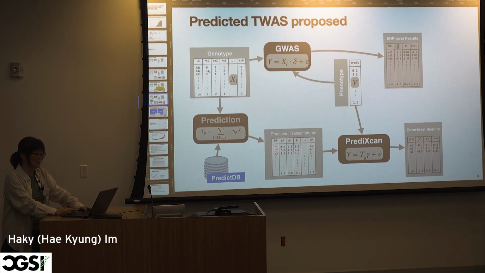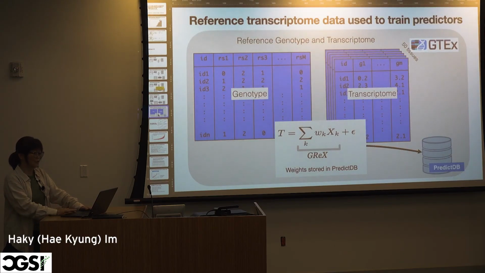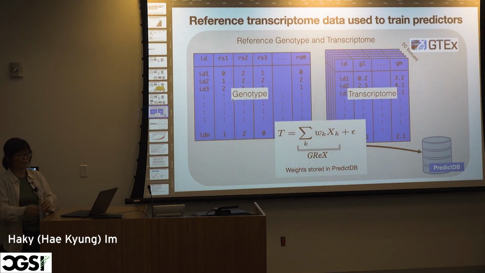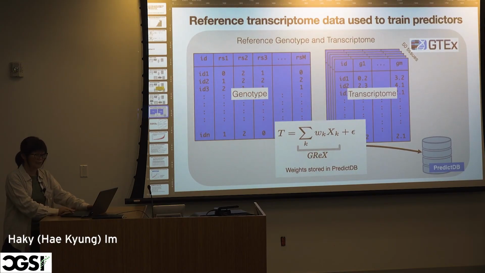So the proposal was to take the genotype data and predict gene expression levels. So instead of measuring gene expression, predict, and that tends to be in general cheaper, and then you do the same thing and you will have gene level results. So in order to be able to do that, we need to be able to predict gene expression from genotype data. So first question is, can we do that, right?